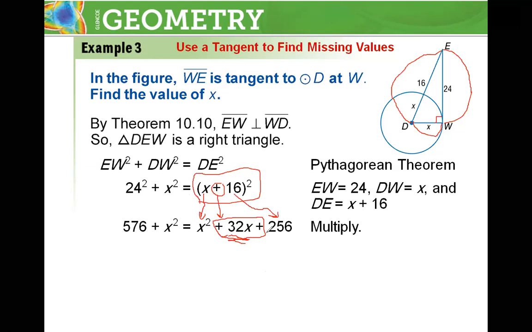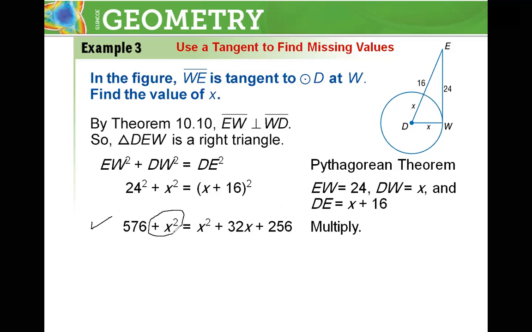Okay, Abdullah. I get this step and then I need to complete. What shall I do after that? I have this equation and I need to simplify it. Here you have x squared, and here x squared. I cancel them. So the remainder will be 32x plus 256.